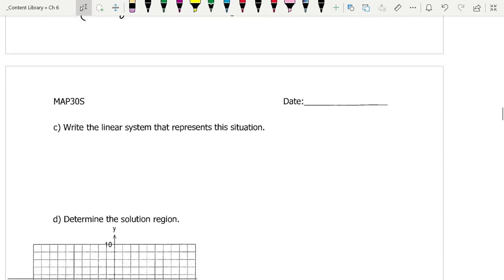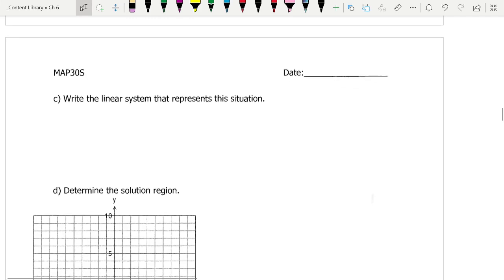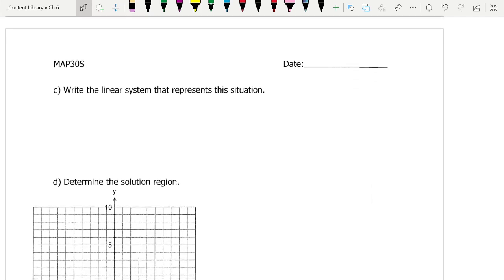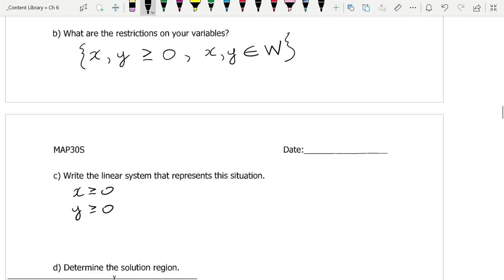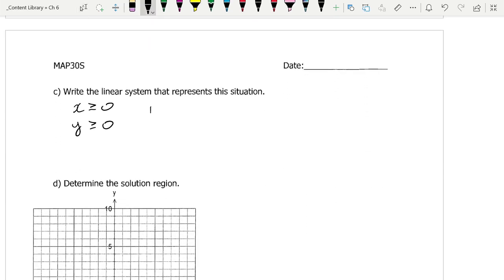Okay, so write the linear system that represents the situation. So the linear system is, let's see, this is the system. X has to be greater than or equal to 0. Y has to be greater than or equal to 0. And then, what was the equation again? 100x plus 120y. Yep. Has to be greater than or equal to 600. Oh, no, not equal. He wanted to make more than. Greater than 600.